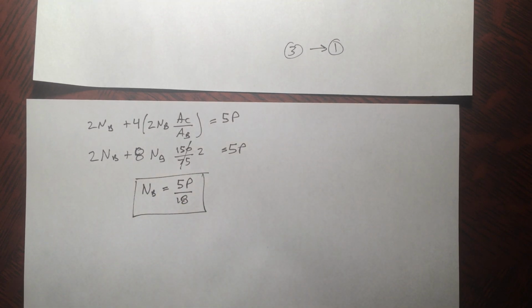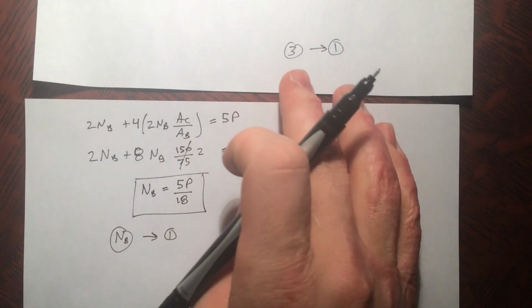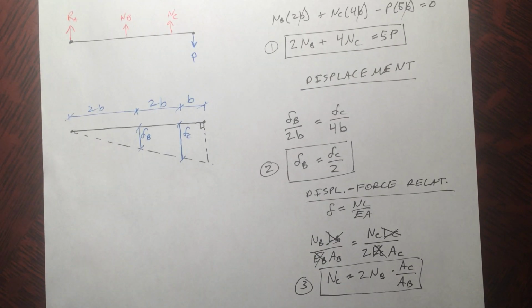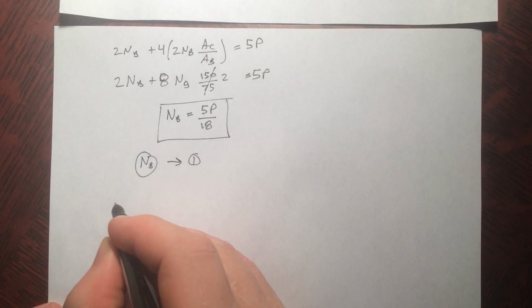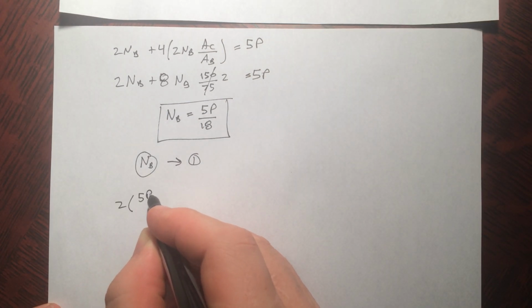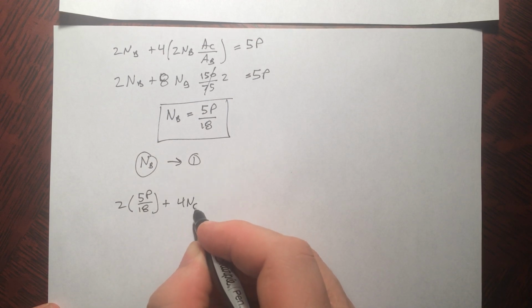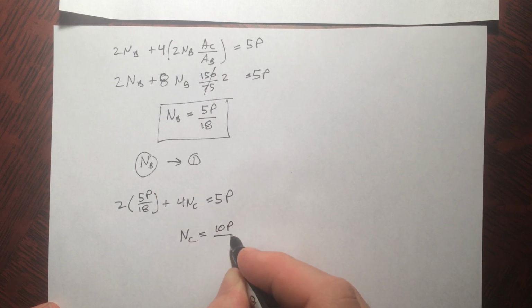Now that we know NB, we take NB, plug it back into equation 1, and then just solve for NC. Let's just go through that. We're going to put that in this equation here. 2 times NB plus 4NC equals 5P. A little bit of algebra. We can find NC is equal to 10P over 9.